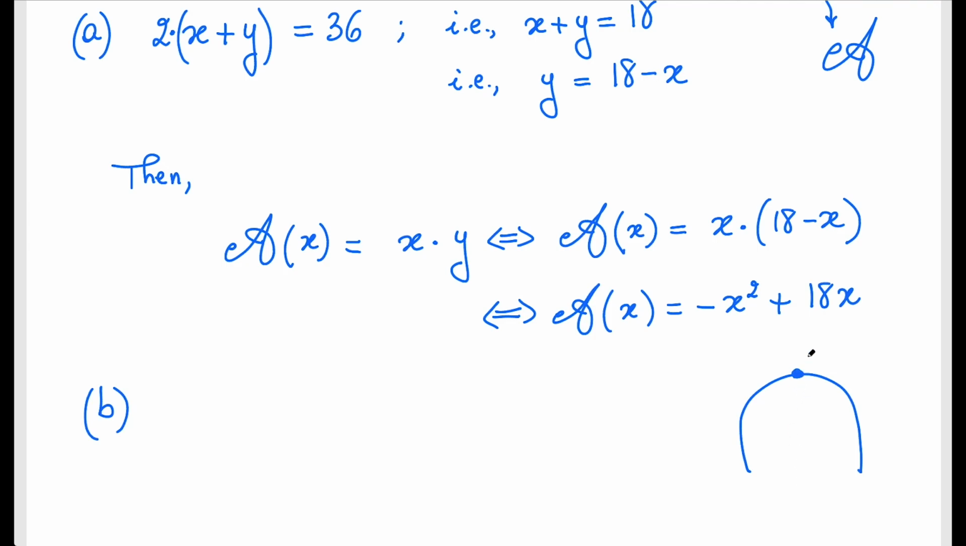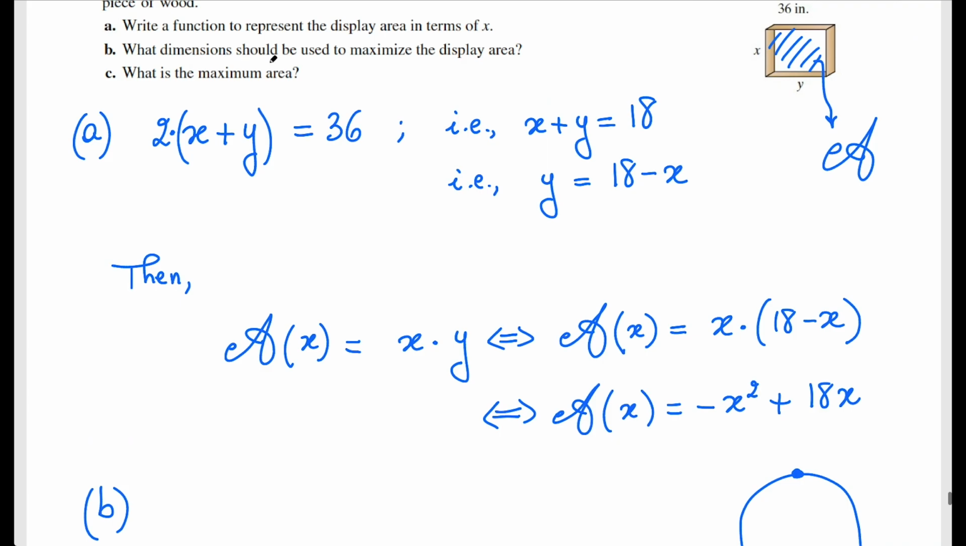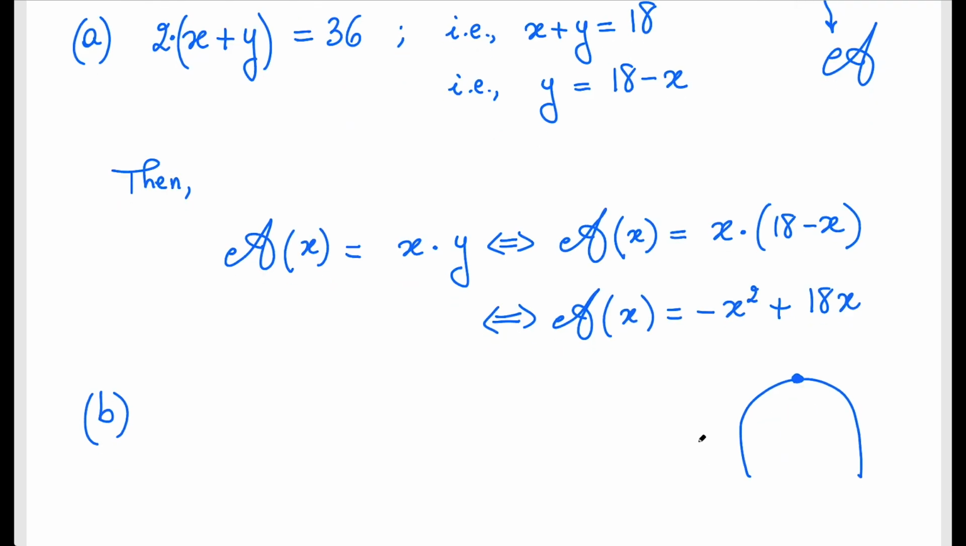The question is for which x and for which y this happens. So let's find that x, because now it's a function of x. Let's call it x max. So the coordinates of these points, the first coordinate is going to be x max.